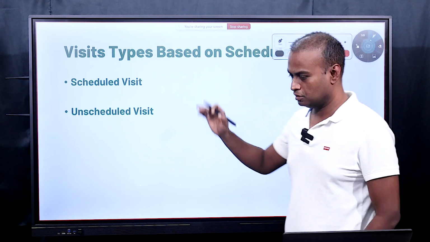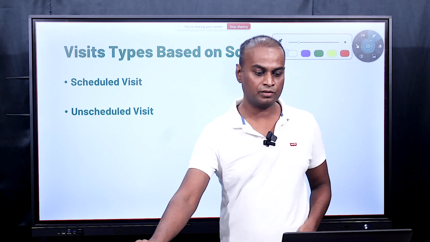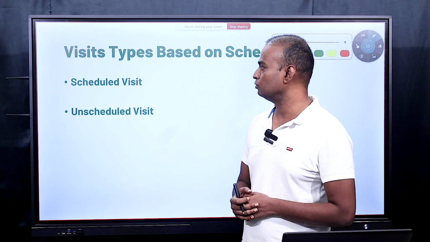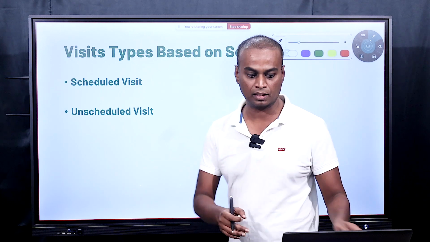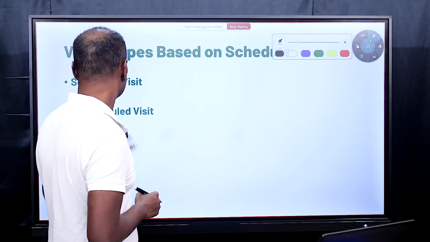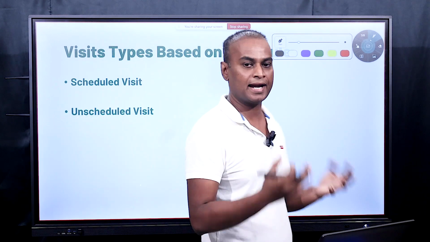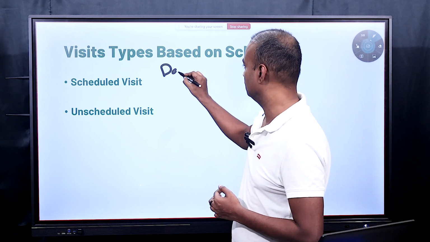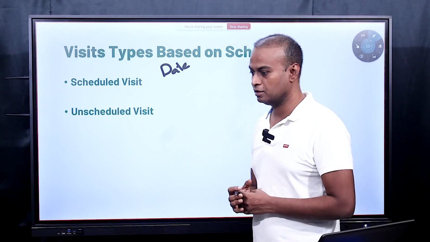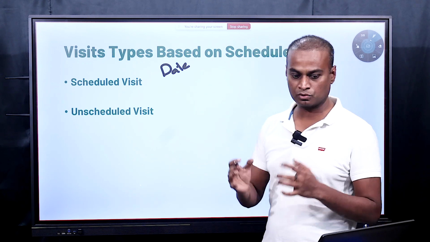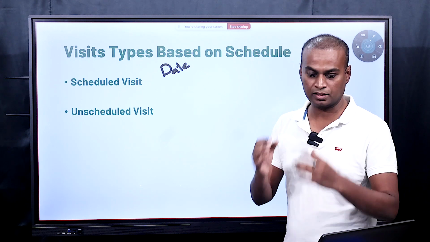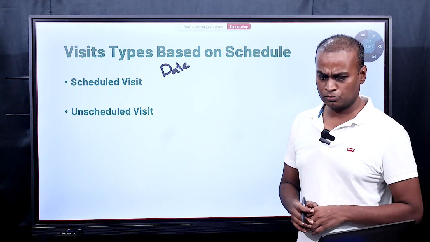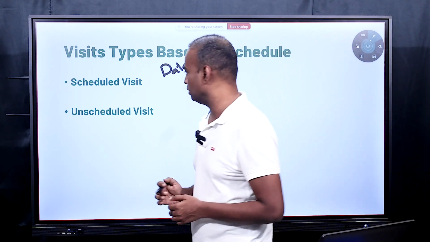Next one is very important. You have to differentiate between two types of visits. Visits are broadly classified into two types. One is a scheduled visit and the other one is an unscheduled visit. What is a scheduled visit? A scheduled visit is a planned visit. What is this plan? This is a date. When you tell the patient in advance that you have a visit on a particular date, that is known as a planned visit or scheduled visit. So this is very important, what I am going to tell you now.